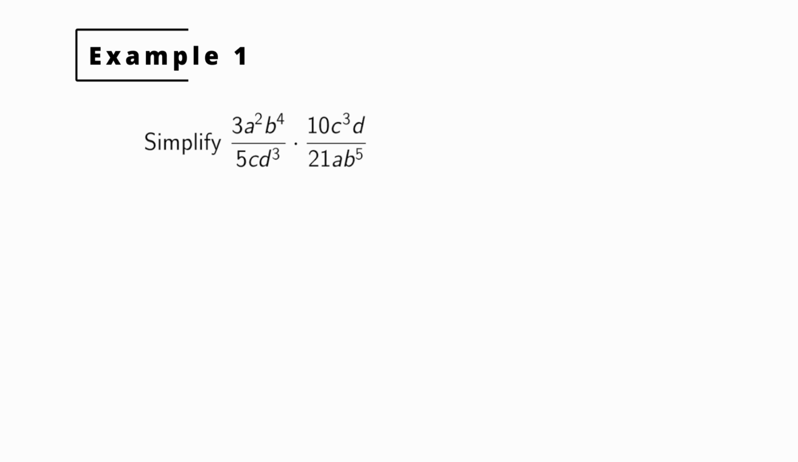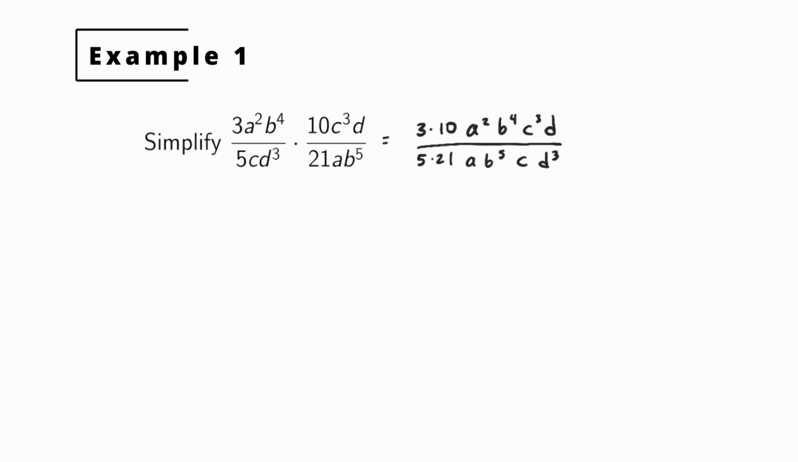Using the principle we just looked at, we simply multiply across the numerator. We have 3 times 10. I'm not going to multiply that out because it's going to make it harder to simplify. And then we'll have a squared b to the fourth c cubed times d. And in the denominator, we multiply across and we have 5 times 21 a b to the fifth c d cubed. I just rewrote those factors in the same order they were in the numerator to make my life a little easier. And now we simplify this rational expression.